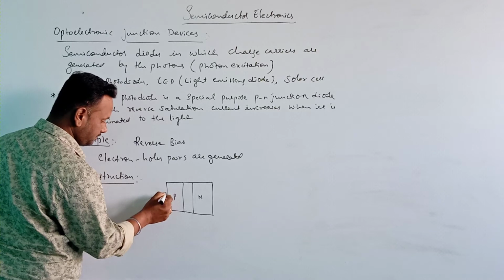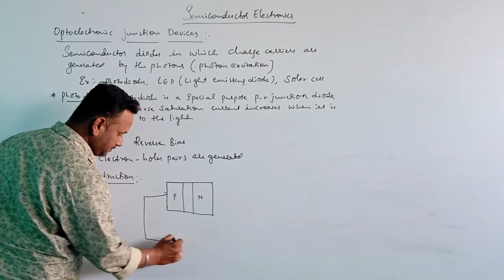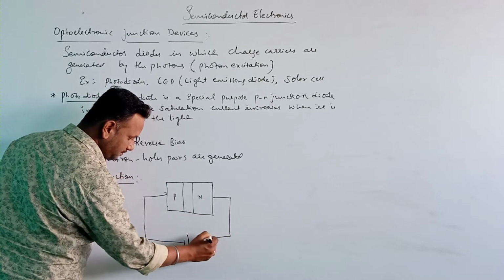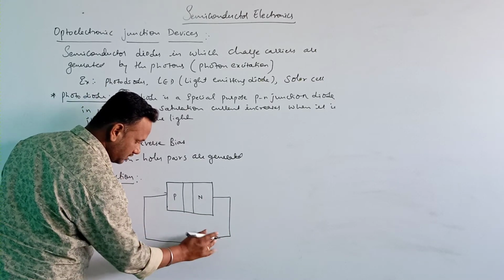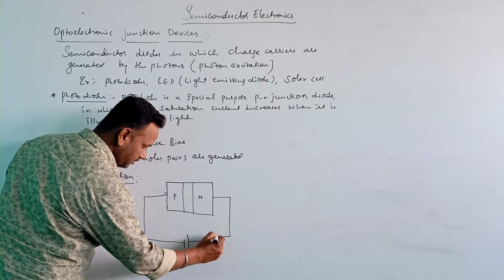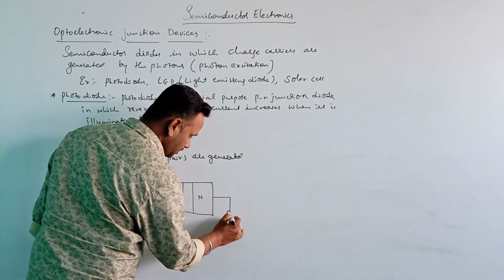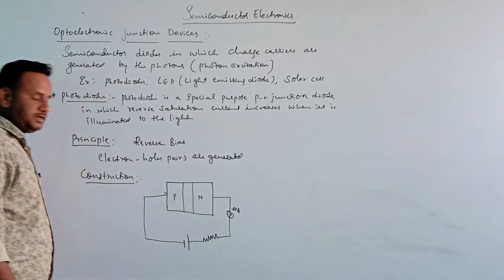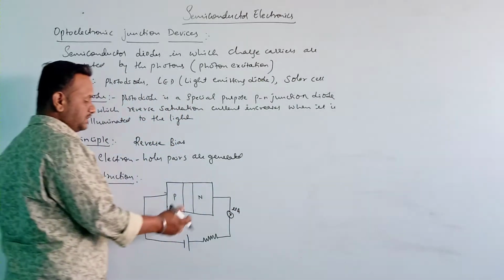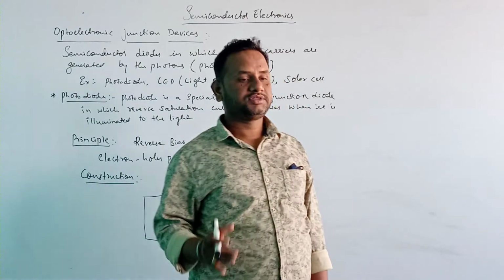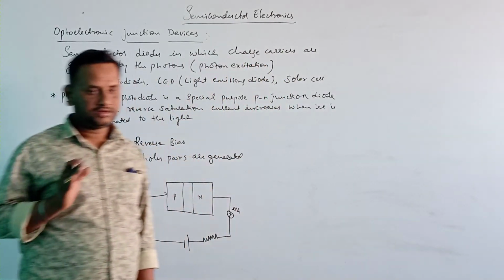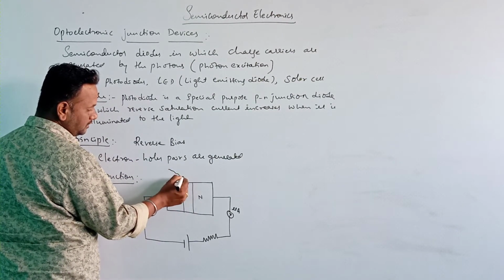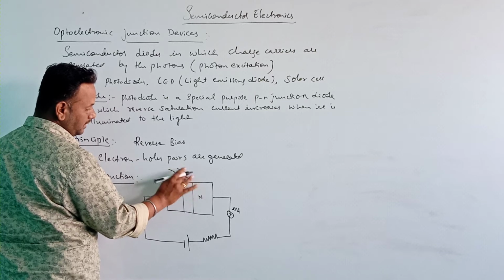Reverse bias means the P region is connected to the negative terminal and the N region is connected to the positive terminal. Here we have a resistor and the emitter. This is a microammeter, which is used to measure the current, the reverse saturation current. Now this PN junction diode is illuminated with light of a certain frequency.